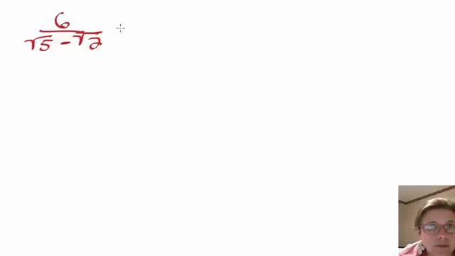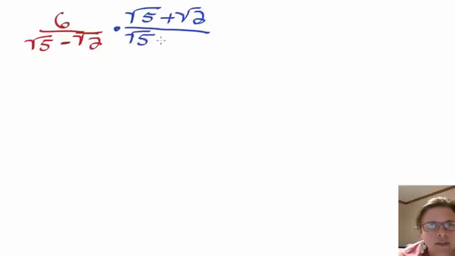Okay, so what we have to do is multiply by the conjugate, which is, not negative 5, the square root of 5 plus the square root of 2. You see how it went from minus to plus, and that's because when we FOIL, we want those to cancel out. But remember, we're multiplying this over this, which just equals 1, so it's not changing the value.